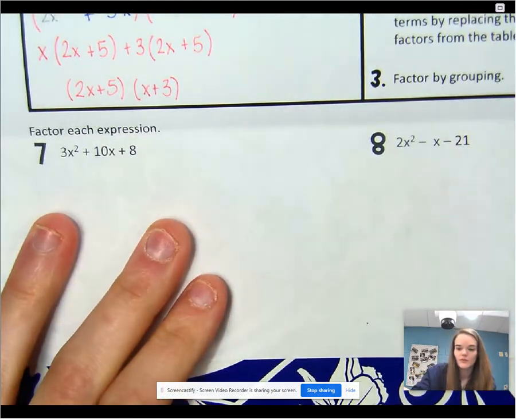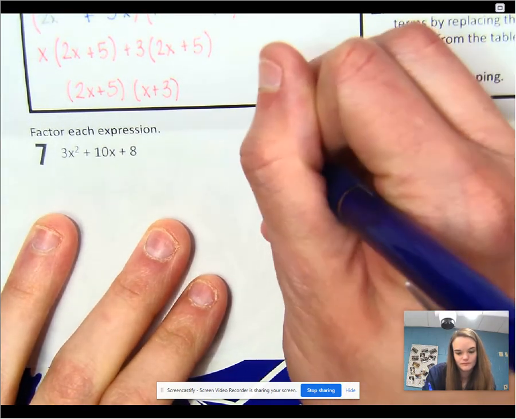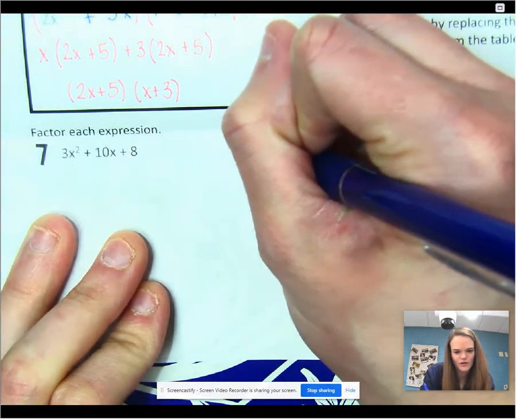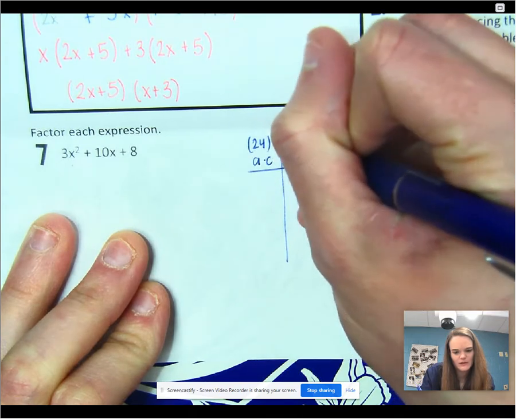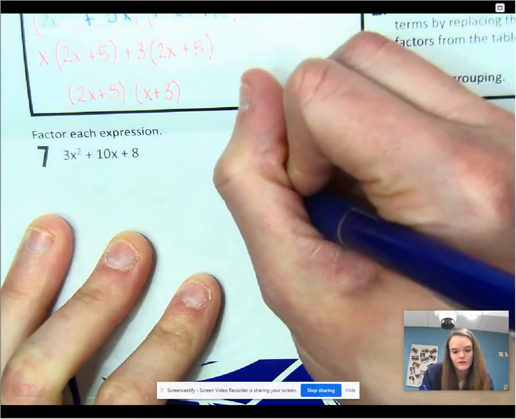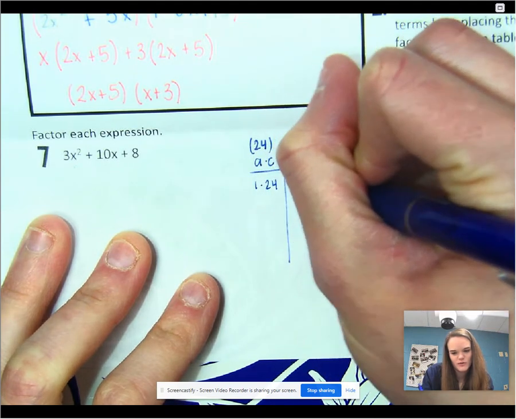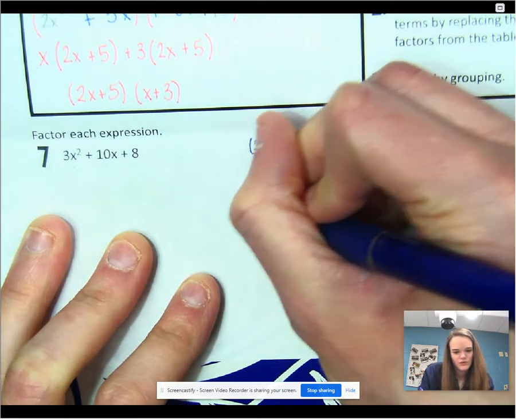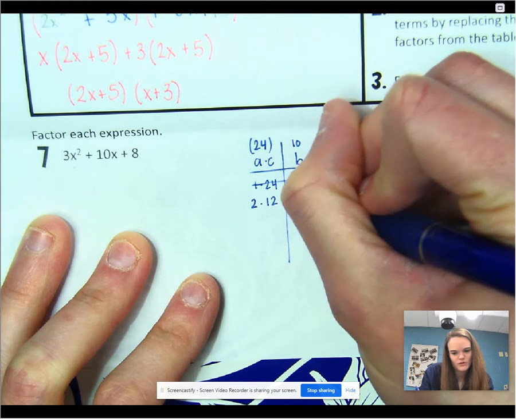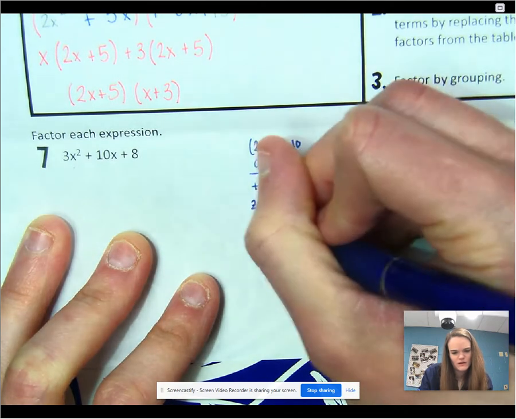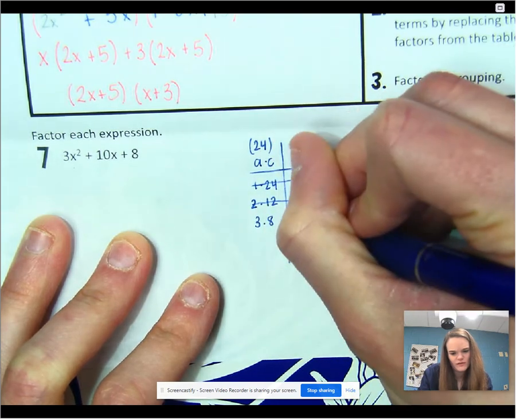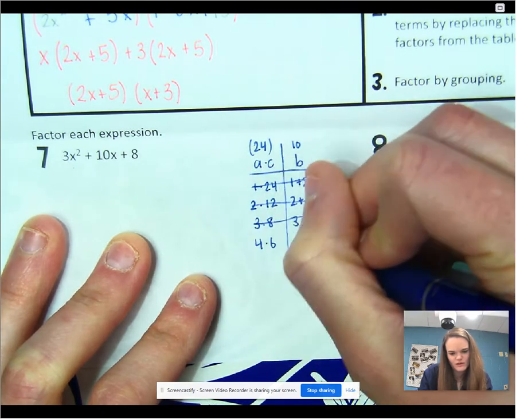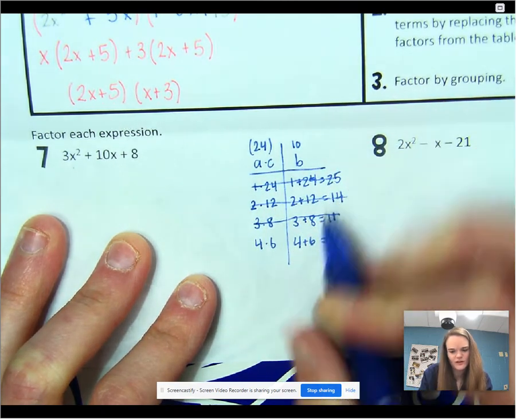Okay, so let's make a table. A times C, 3 times 8 is 24. And B is 10. 1 times 24, 1 plus 24. That's 25, so that doesn't work. 2 times 12, 2 plus 12 is 14. 3 times 8, 3 plus 8 is 11. 4 times 6, 4 plus 6 is 10. So that's the one we want.